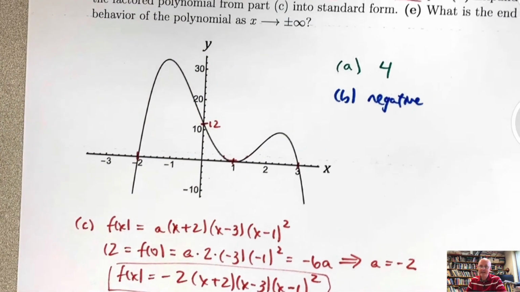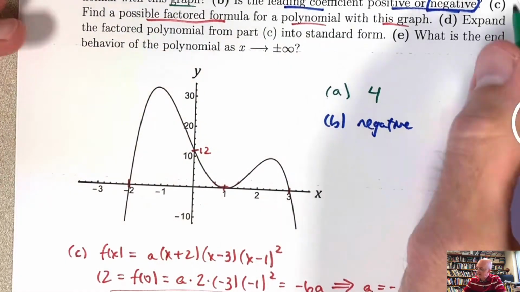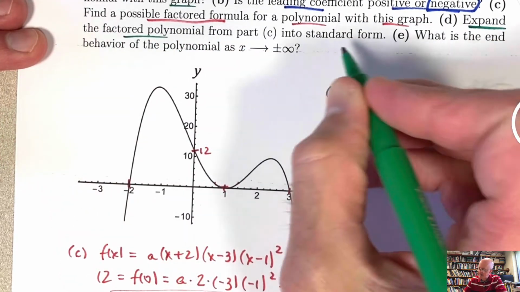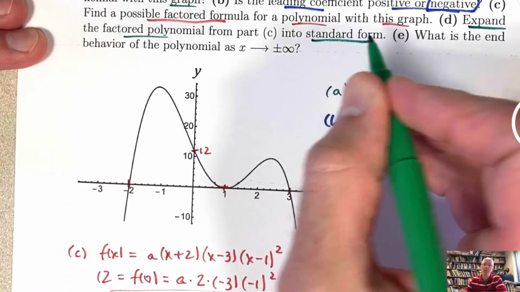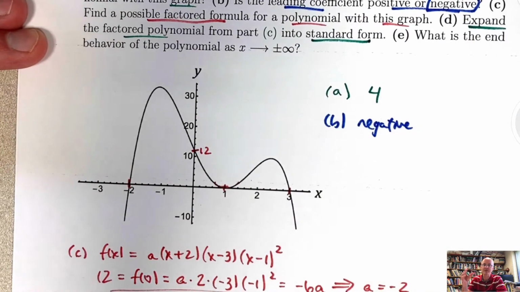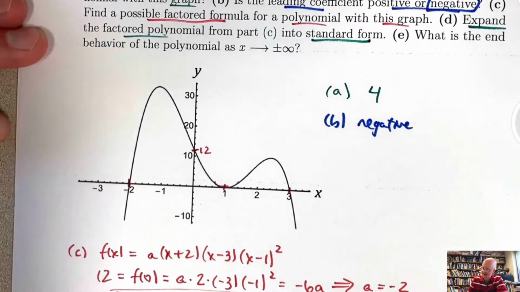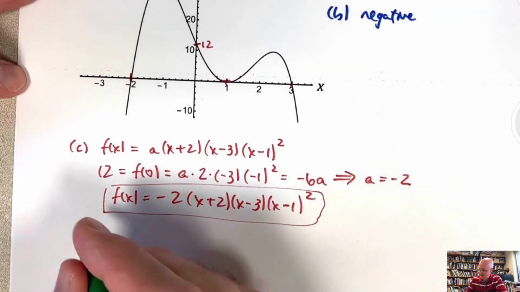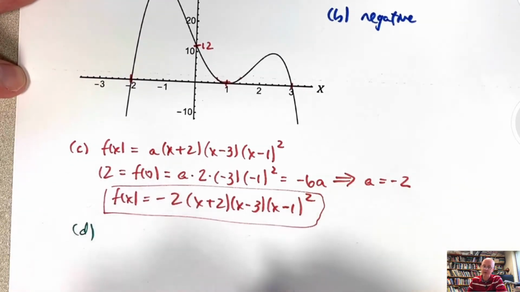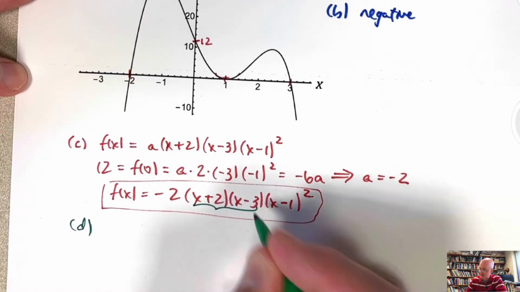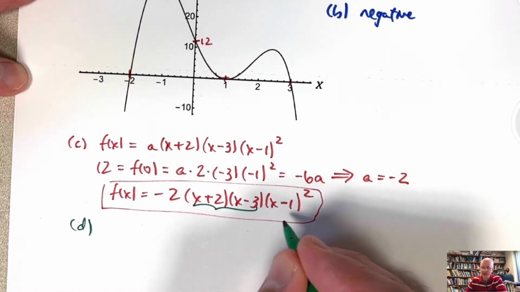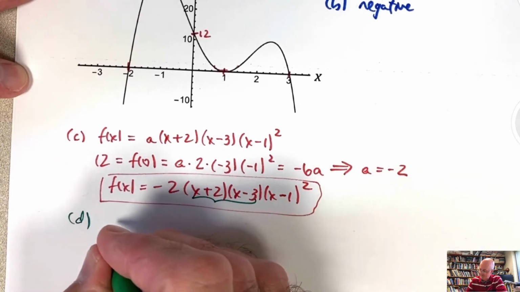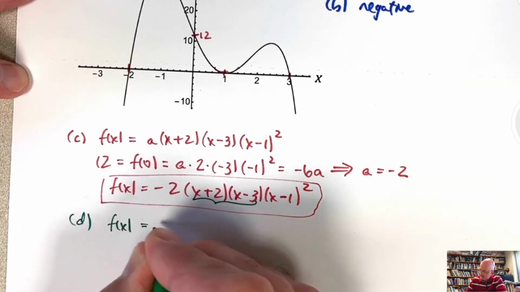All right, part D, expand the factored polynomial from part C into standard form, where you have the expressions to various powers being added up and not factored like this. Okay, so that's just some algebra. We need to do some foiling, for example, of x plus 2 times x minus 3 and x minus 1 quantity squared, but then we'll have to go beyond that. Just keep the -2 out in front.